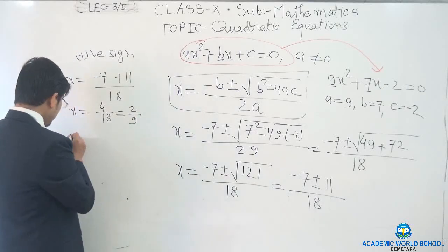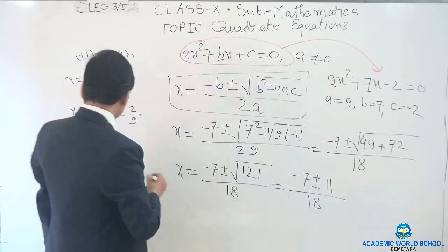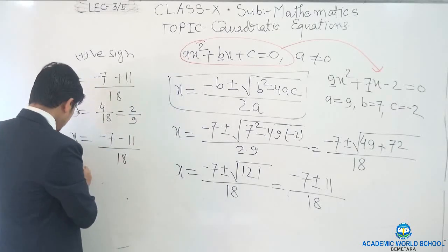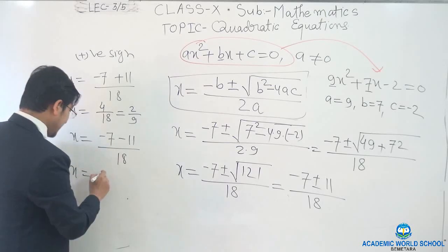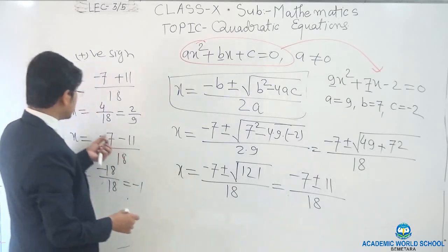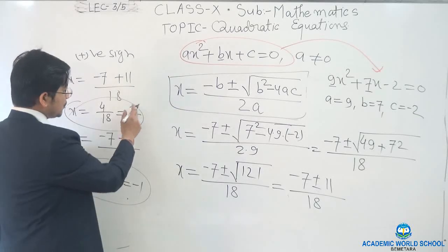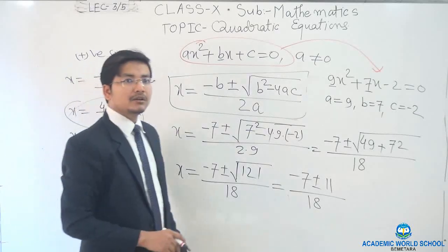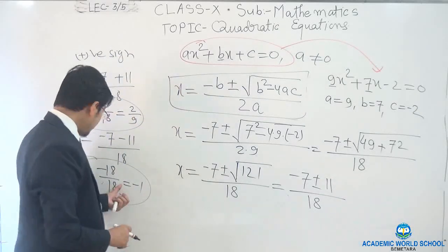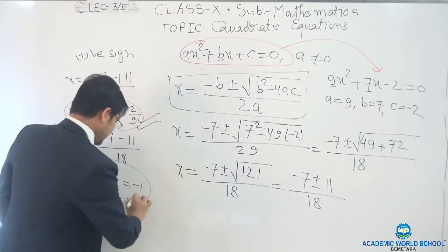Now the second, we are going to take negative value. So this will be minus 7 minus 11 upon 18. So x is equal to minus 18 upon 18 is equal to minus 1. So in this way we have got one root 2 upon 9 and another is minus 1.